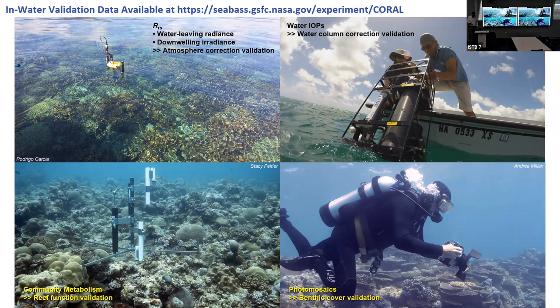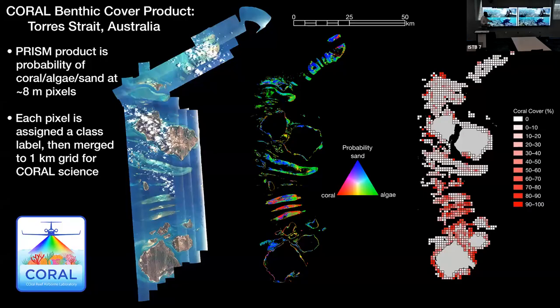Intensive field validation campaign for atmospheric correction, for water column correction. Remember that cartoon I showed about all the steps you have to do? We were trying to get productivity. And so we validated reef function with gradient flux measurements. And of course, benthic cover doing photomosaics. I'm not going to get into all those.